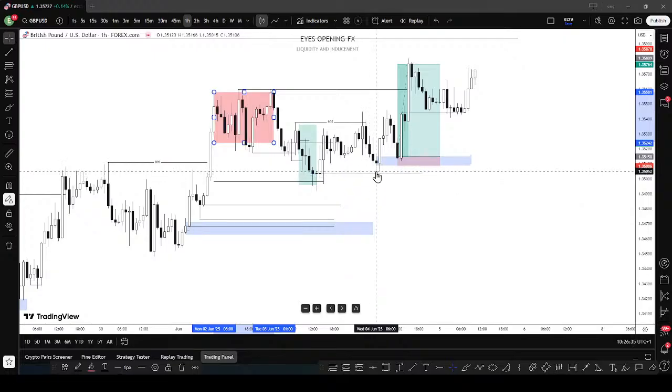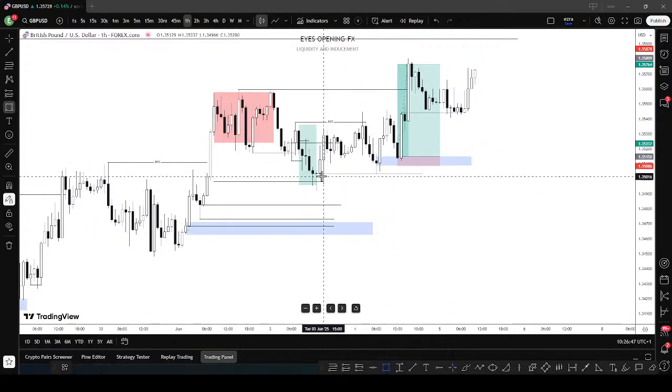Then when I woke up in the morning, around 8, I didn't wake up on time, so it was somewhere around here. I woke up around this candle, so I can't take this entry again. If not, this would have been my first entry right here.